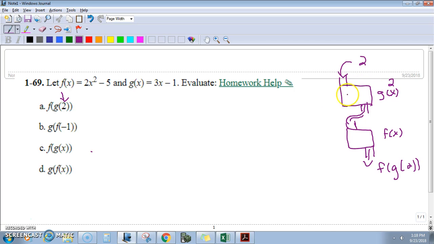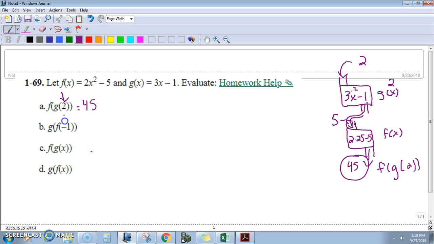So what that looks like is, if g of x is 3x minus 1, and I put 2 in, 3 times 2 is 6, minus 1 is 5. So that means my input for f of x is 5, which is 2 times 5 squared, 2 times 25, minus 5 is 45, right? Double check my math. I'm just doing it mentally there. Okay, so this would be 45.